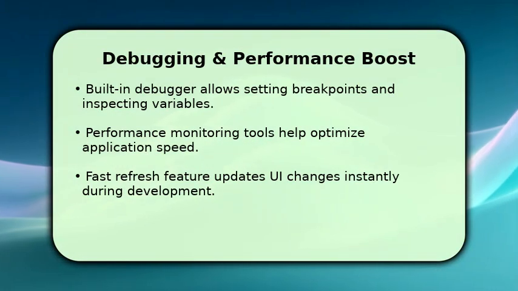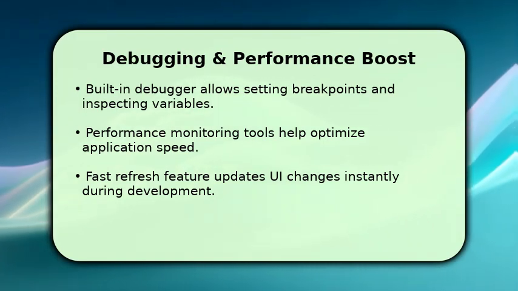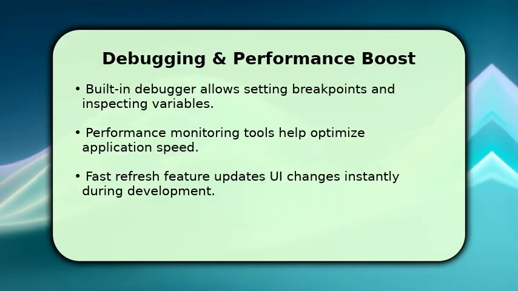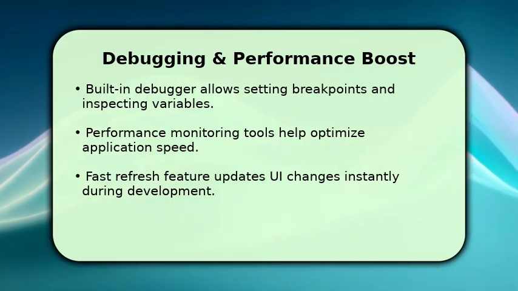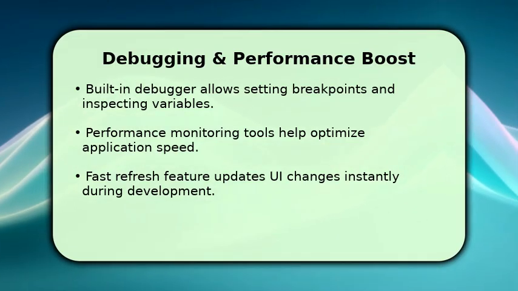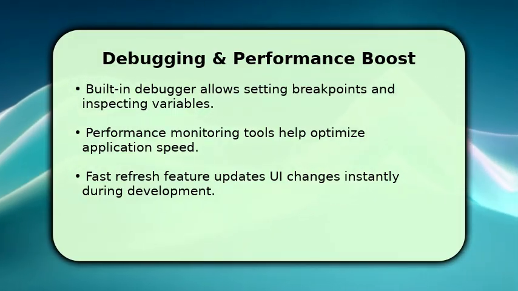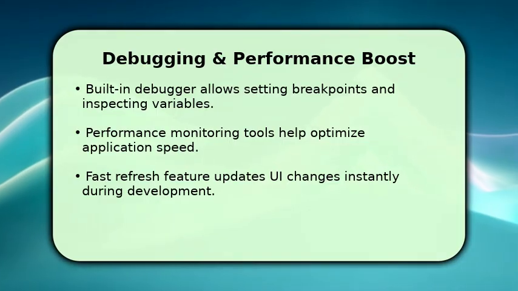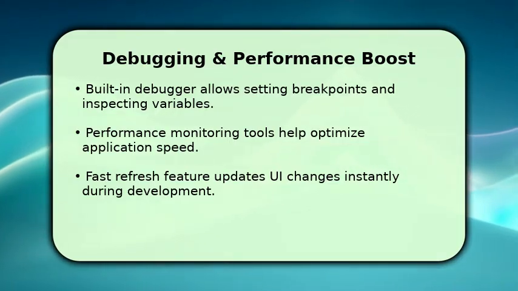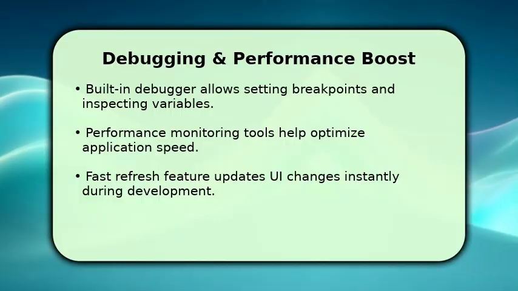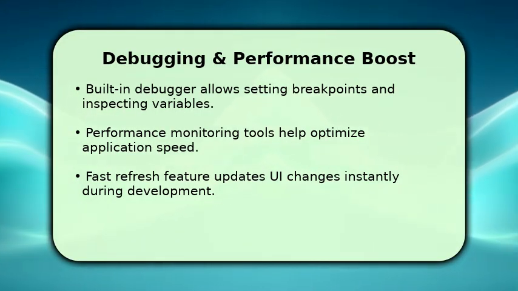Debugging your React Native applications is incredibly efficient within VS Code. The built-in debugger allows you to set breakpoints, inspect variables, and step through your code with precision. Additionally, features like Fast Refresh instantly update your user interface as you make changes, significantly accelerating your development cycle. This combination ensures a smooth workflow and helps you build high-performing applications.